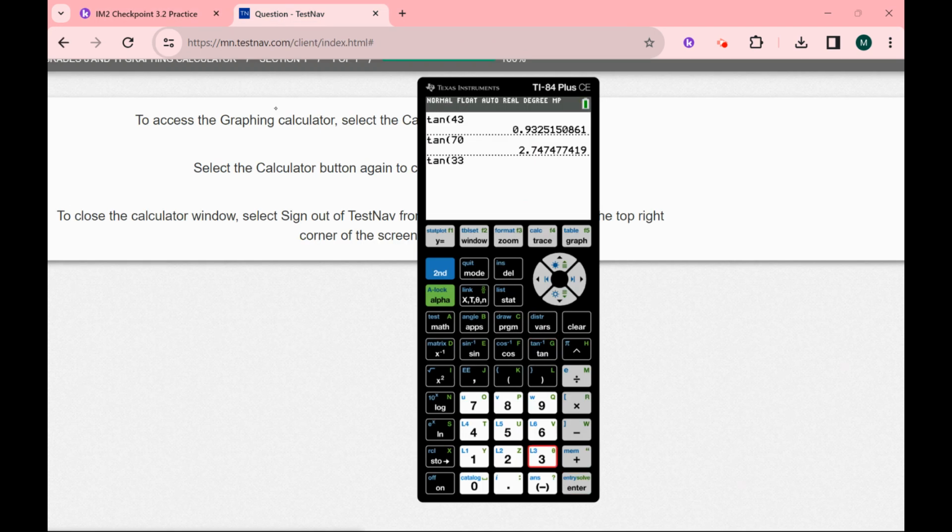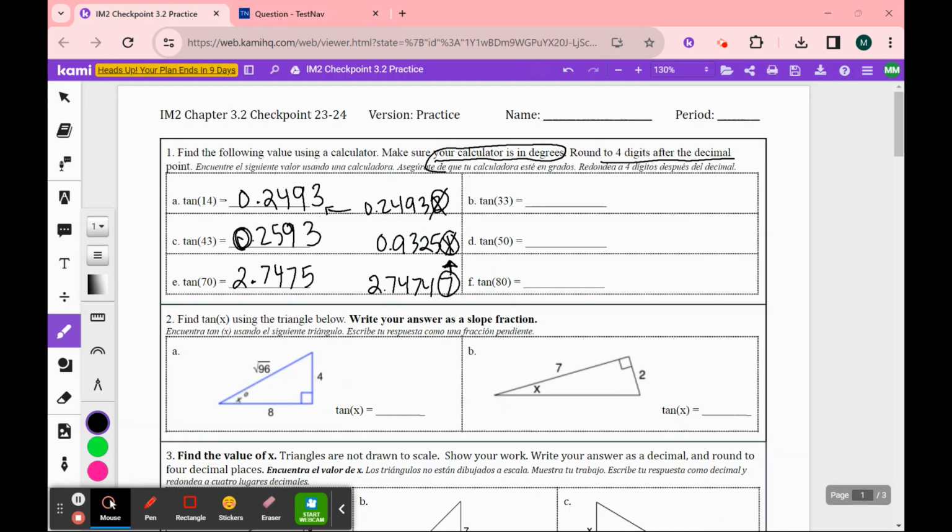Okay, tan of 33. Tan of 33 is 0.64940. The 0 doesn't do anything. I just have 0.6494.